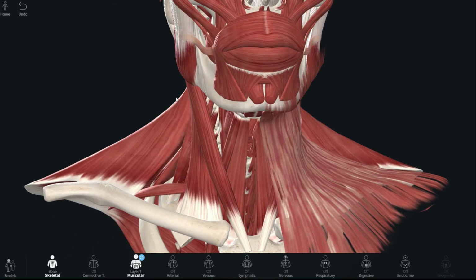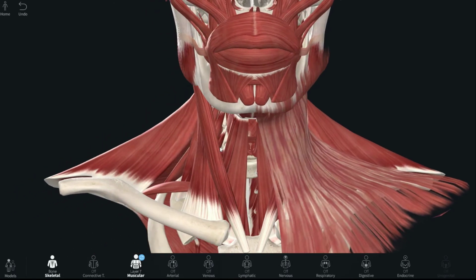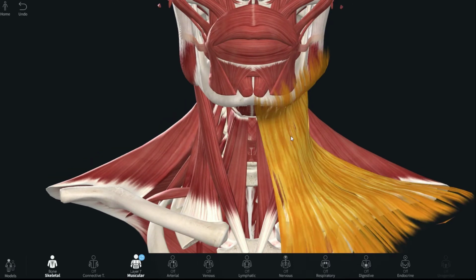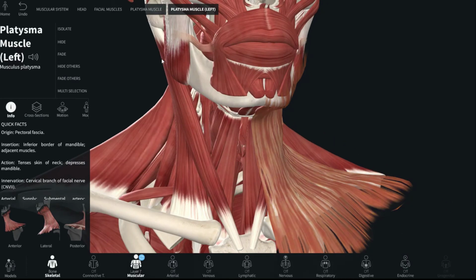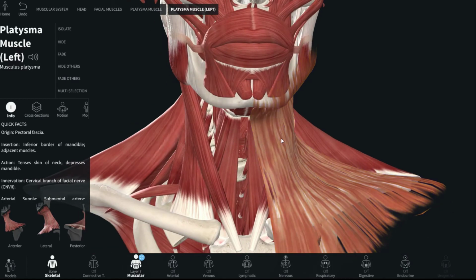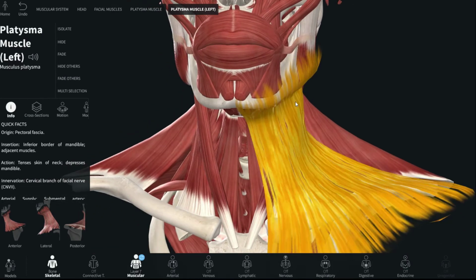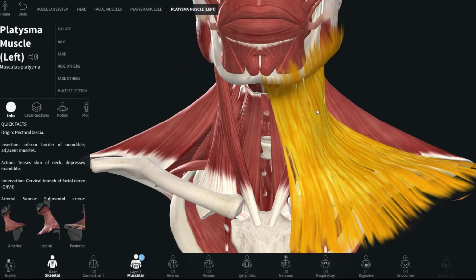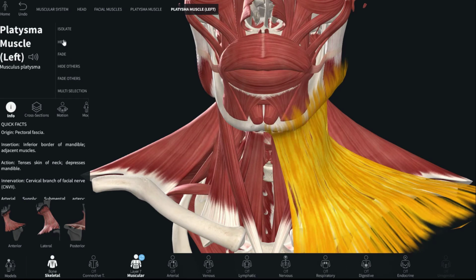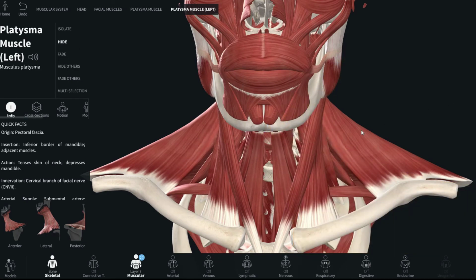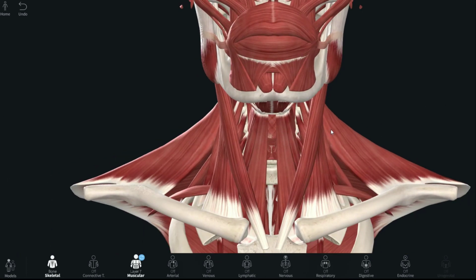See, let me remove the platysma. Okay, so this is the platysma muscle, by the way, and I had removed the platysma muscle from this side. Sternocleidomastoid is originally covered by the platysma muscle, and obviously by the skin and other subcutaneous tissue as well. So let's hide that. Now we have a clear vision of both the sternocleidomastoids. Now let's quickly look at what it does.